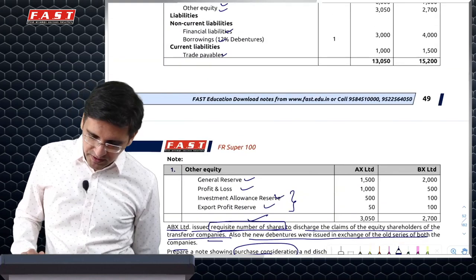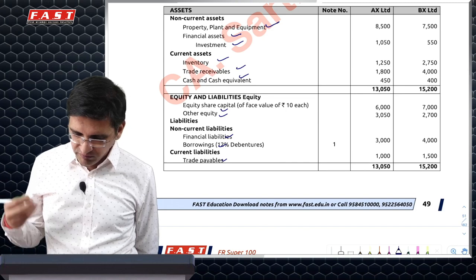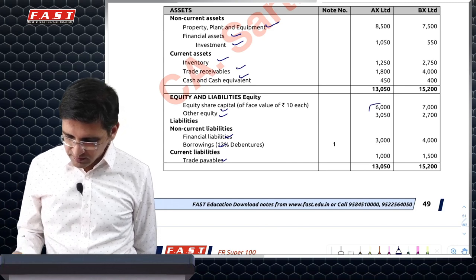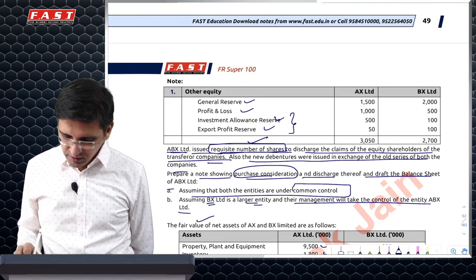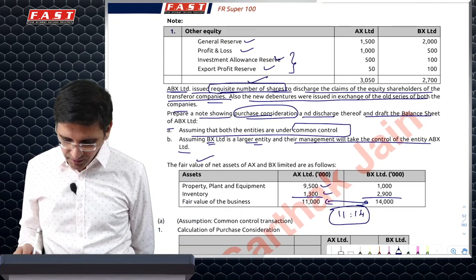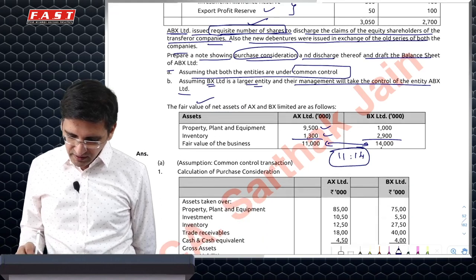What will be the total PC? Because the question does not specify what will be the total capital of ABX, we will assume it will be 6 plus 7, 13,000. We'll have to allocate 13,000 in the ratio of 11:40, because it's a requisite number.